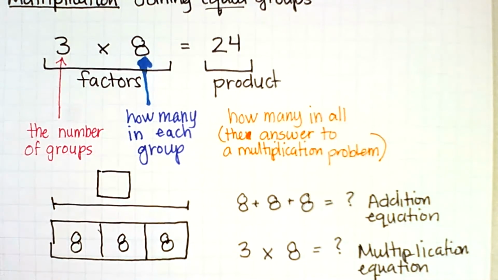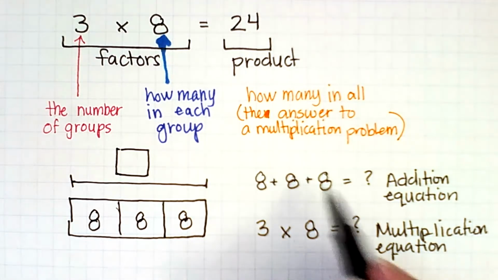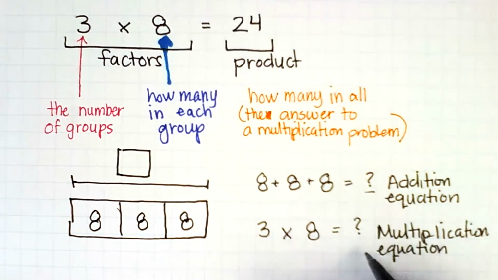Now, anytime we're talking about an equation, we're talking about something where we have an unknown number. So we don't know what our answer is. There's a piece of missing information.